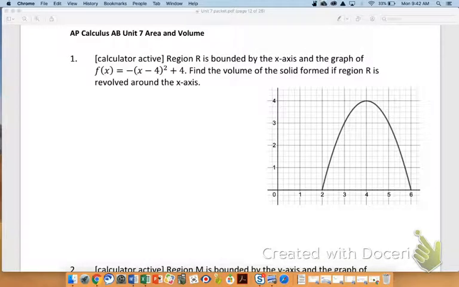Okay, so it says region R is bounded by the x-axis, and the graph of f of x is shown there. It says find the volume of the solid if region R is revolved around the x-axis.